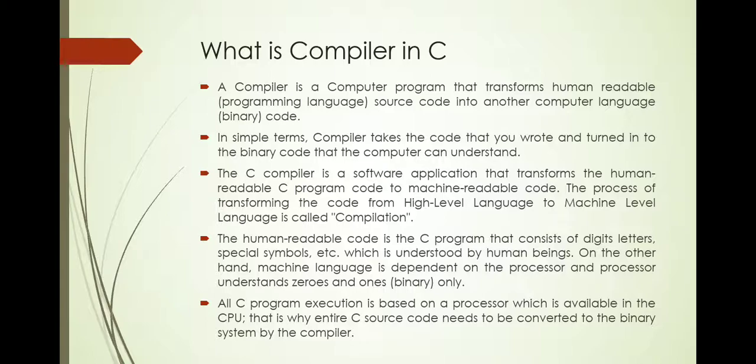The human readable code is the C program that consists of digits, letters, special symbols, etc., which is understood by human beings. On the other hand, machine language is dependent on the processor, and the processor understands only binary language. All C program execution is based on a processor which is available in the CPU. That is why the entire C code needs to be converted to the binary system, and this task is done by the compiler.